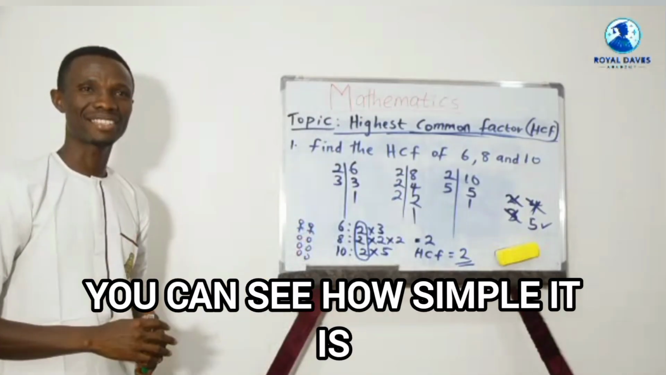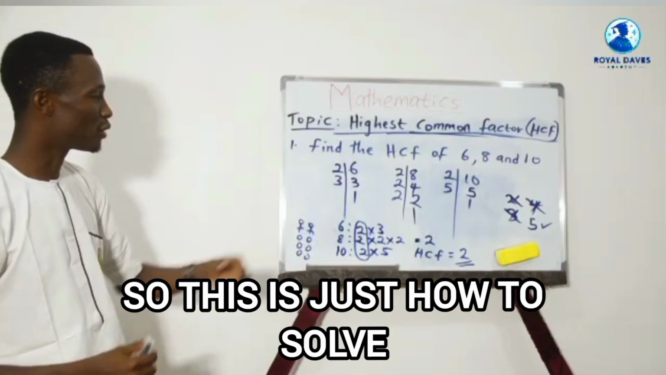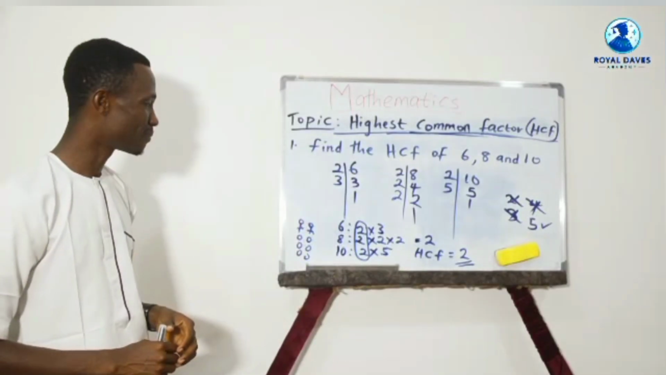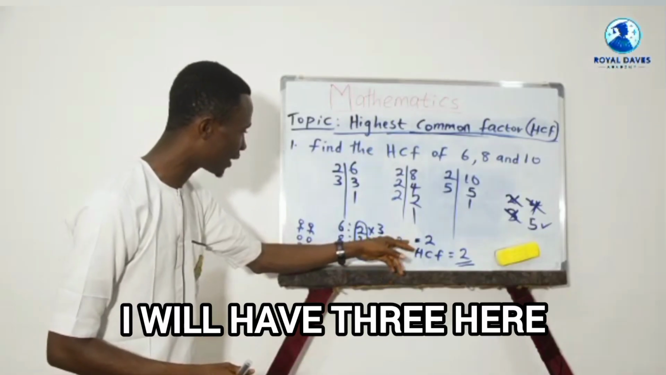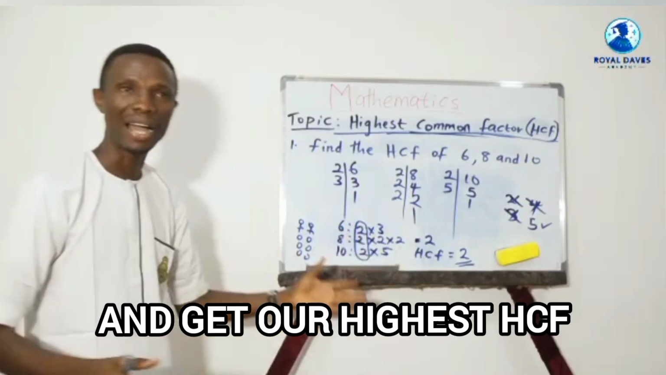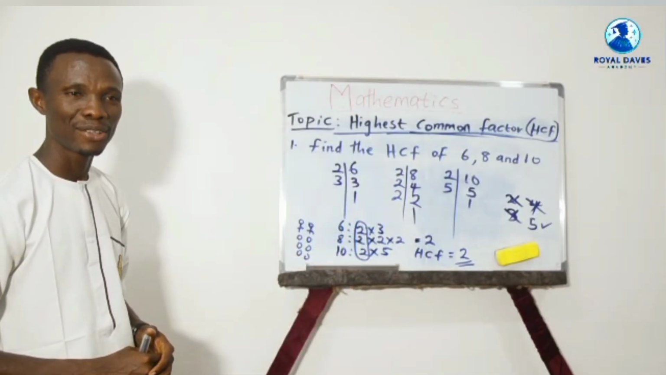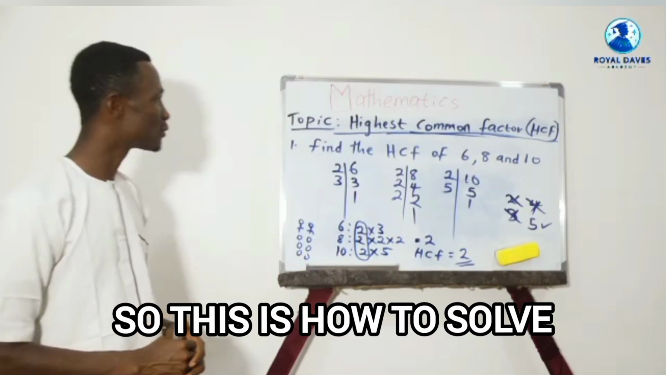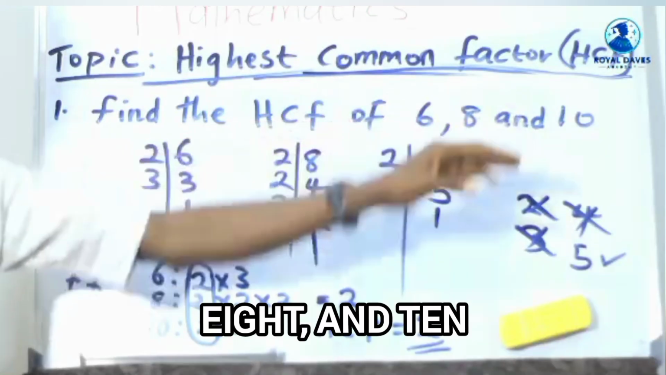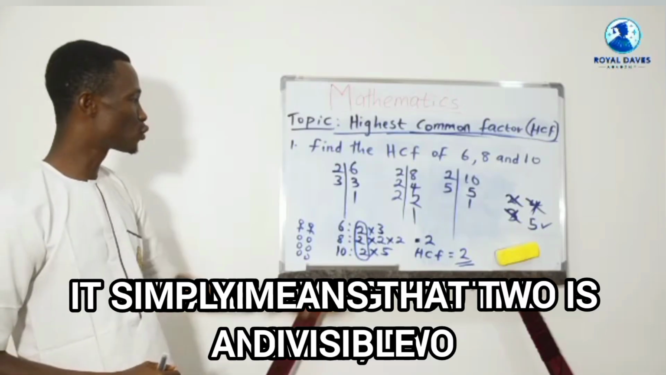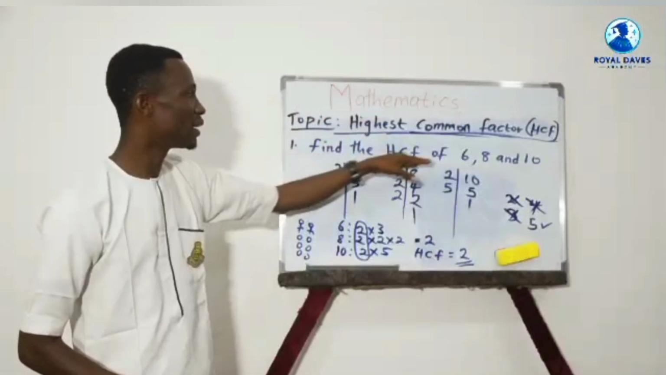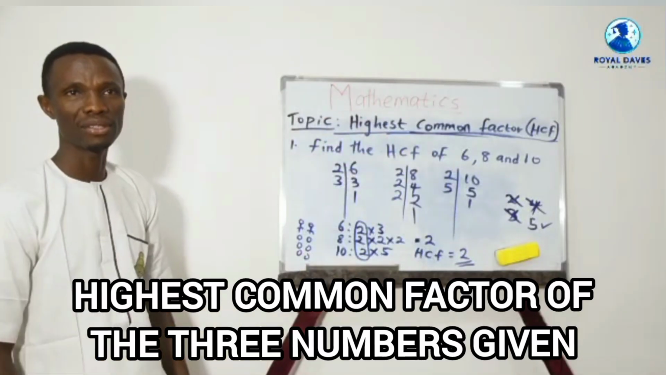You can see how simple it is. So this is just how to solve highest common factor. But assuming we had 3 in all of them, we would also circle the 3 and join them, then multiply 2 times 3 to get the HCF. So this is how to solve the highest common factor of 6, 8, and 10. It simply means that 2 can divide 6, can divide 8, can divide 10. That's the highest common factor of the 3 numbers given.